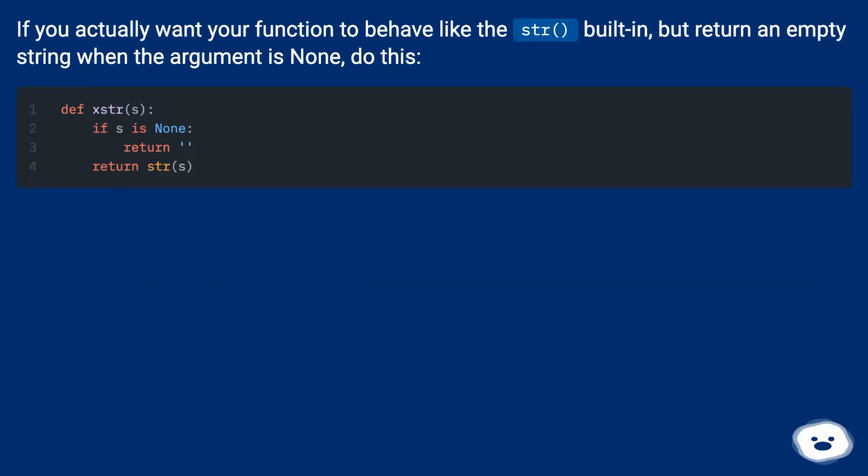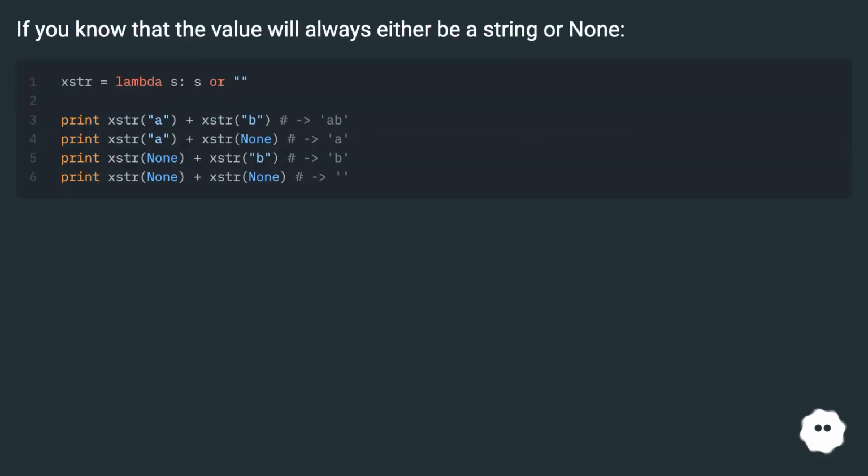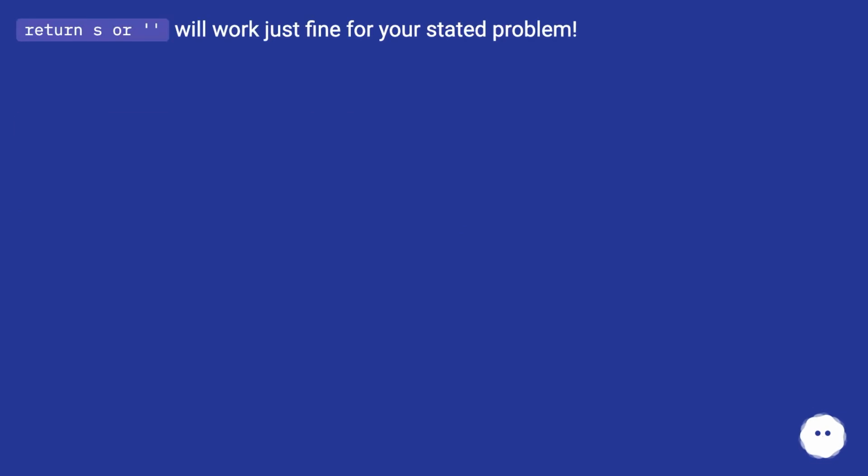If you actually want your function to behave like the str built-in, but return an empty string when the argument is None, do this. If you know that the value will always either be a string or None, return s or "" will work just fine for your stated problem.